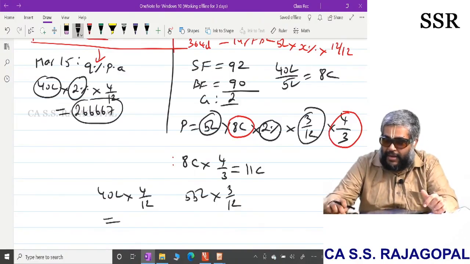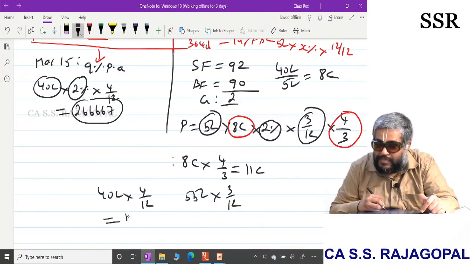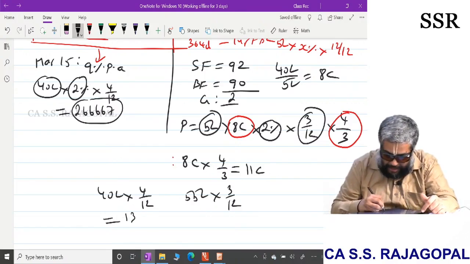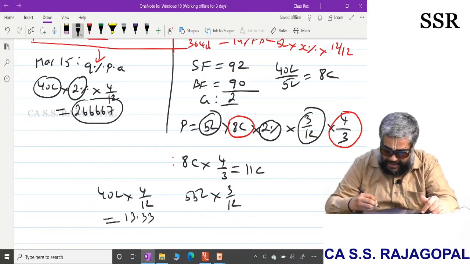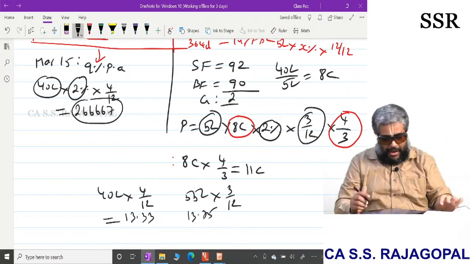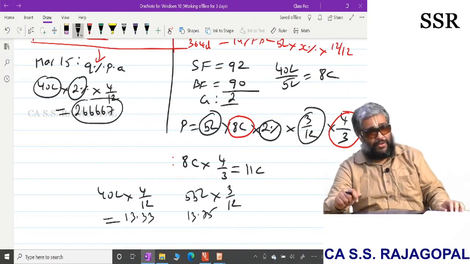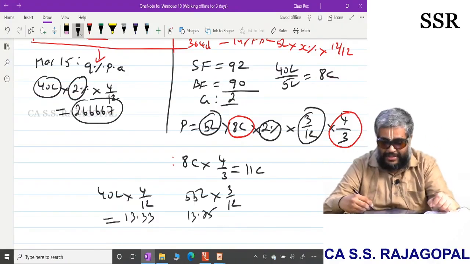Okay, 40 into 4/12 is going to give you how much here? It is something around 13.33. 55 into 3 divided by 12 gives you 13.75. I just agree that 10 point something is rounded up to what? 11 contracts. So increase the number of contracts to tackle the maturity mismatch.